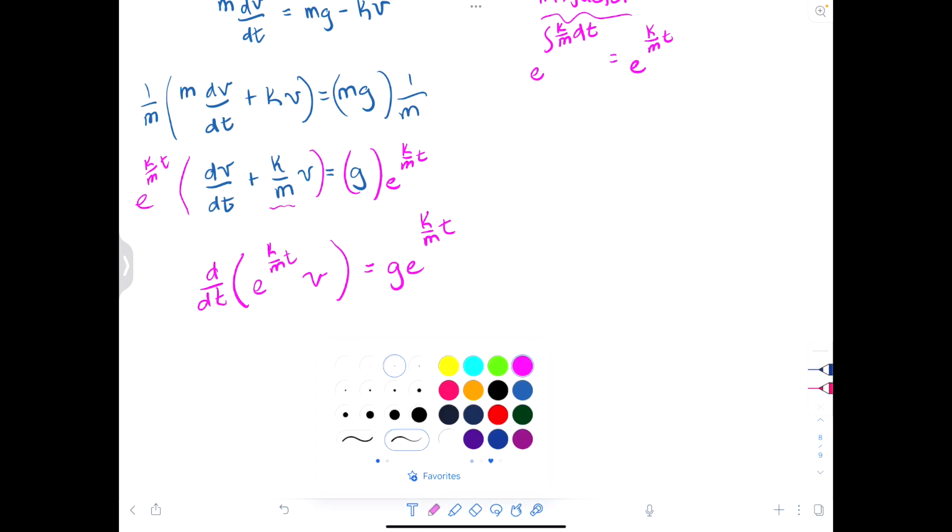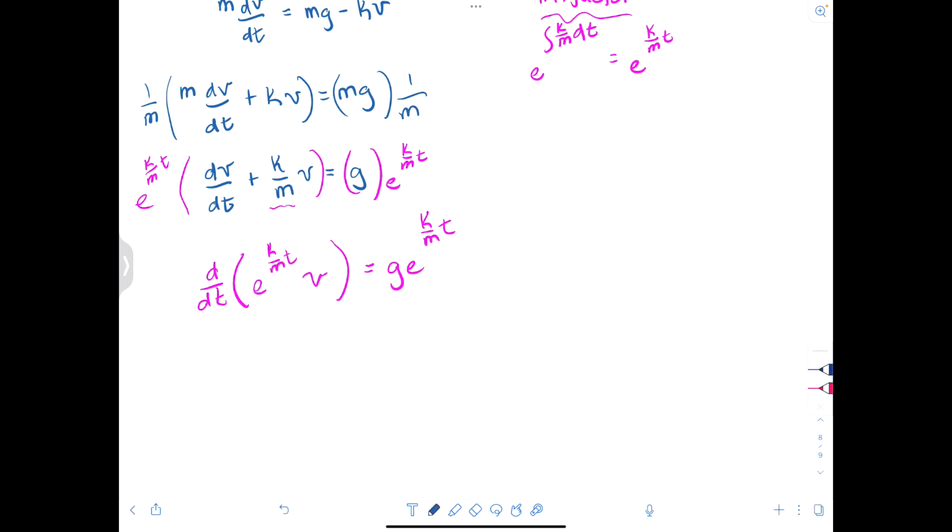Good so far? Now, I'll go back to the blue, sorry. So now, getting this in the form for integration, we'll have e^((k/m)t) dv on the left is equal to g e^((k/m)t) dt on the right. And now we need a factor of k/m dt in order to integrate the exponential term. And so to balance it out, we'll multiply the outside by m/k.